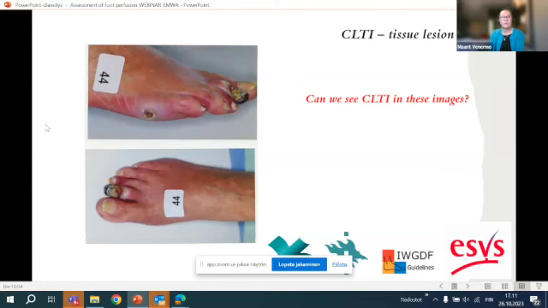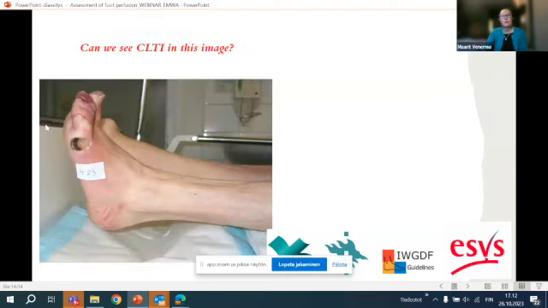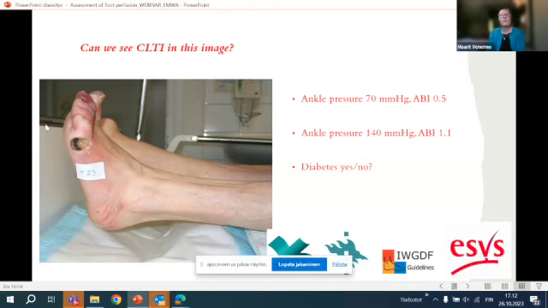When we see a leg like this and we hear a patient history of smoking, we can pretty much be sure that there is CLTI or insufficient arterial perfusion. But how about this patient? This is more tricky. No pulses. If ankle pressure is 70 millimeters of mercury, ABI 0.5, we can say that yes, there is ischemia with impaired wound healing. How about if ankle pressure is 140, ABI 1.5? We cannot exclude PAD. Then we ask, does the patient have diabetes or not? How about if ankle pressure is over 200? Then we need toe pressure and TcPO2.